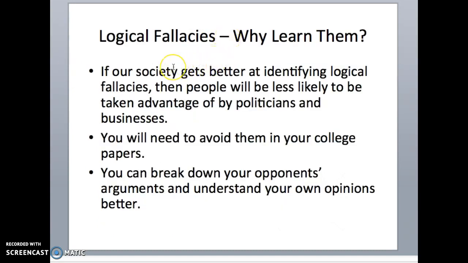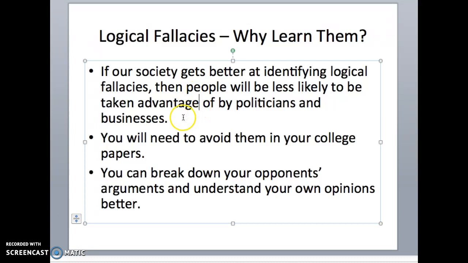Why do we learn them? This is my own little opinion. If our society gets better at identifying these things, then we will be less likely to be taken advantage of by politicians, businesses, by ads, by people trying to take advantage of us. Looking for logical fallacies will require discourse to be elevated and for people to actually back up what they're saying.